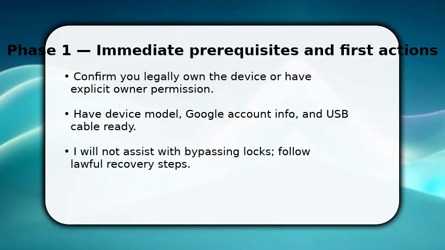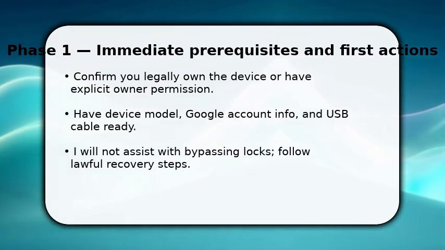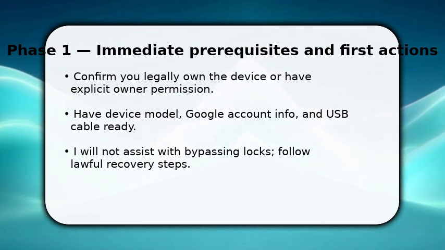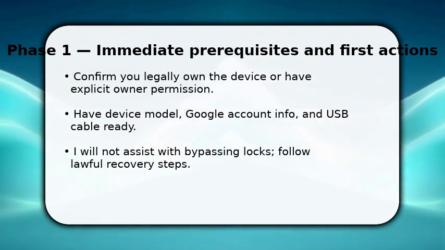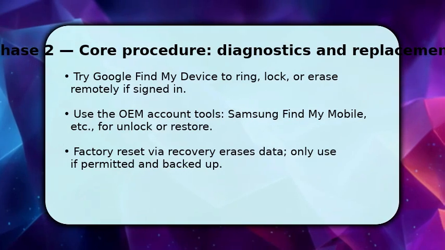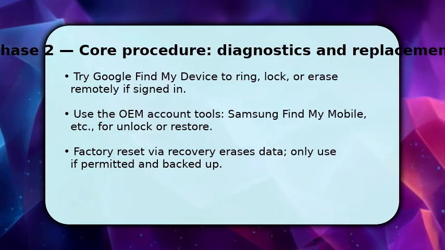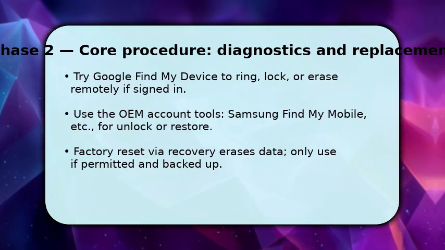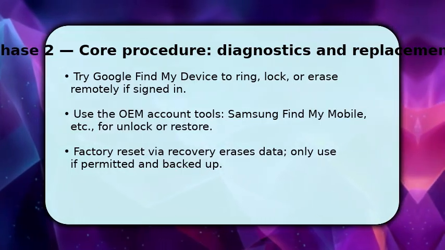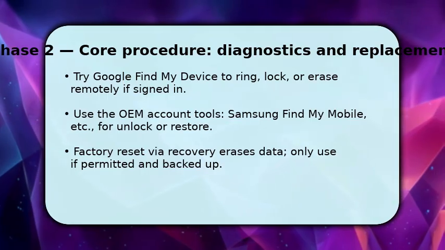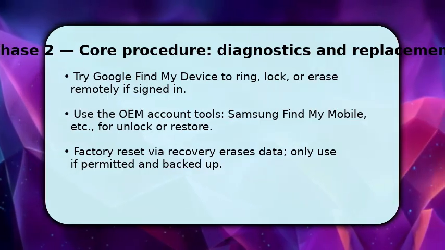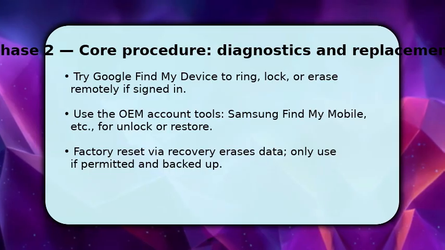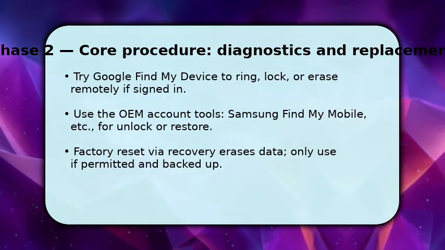If you're the owner, proceed with account recovery or official factory reset guidance, not lock circumvention. Once you've verified ownership, try official account-based recovery first. Google Find My Device can ring, lock, or erase if the device links to your Google account. Likewise, use the manufacturer's control panel. Samsung Find My Mobile offers unlock or backup restore options because these respect account authentication.